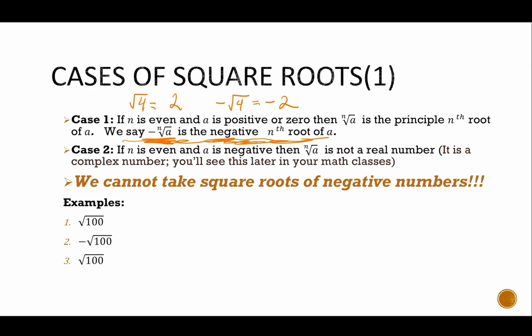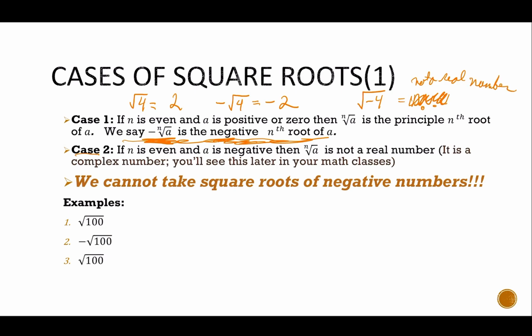It's important to note in case 2 that if n is even and a is negative, then the nth root of a is not a real number. It's actually a complex number. We aren't going to worry about those right now, but you'll see them later in your math classes. So if I have the square root of negative 4, this number does not exist. Well, it does exist, but it's not a real number. Let's put it that way.